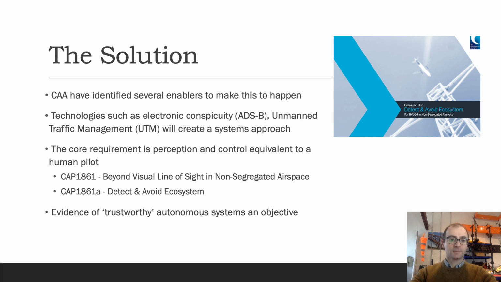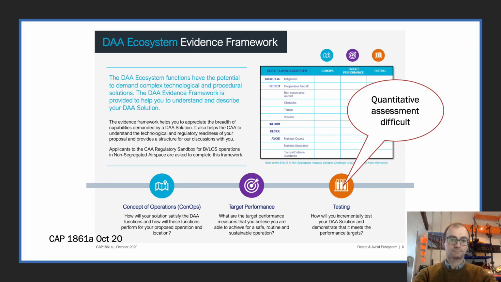There were a couple of documents that the CAA released, CAP 1861 and 1861A, that looked at beyond visual line of sight drone operations and the detect and avoid ecosystem. Really this has been used in a lot of robotics verticals, this idea of trustworthy autonomous systems, and this is where our project DART came in, of building a simulator for detect and avoid algorithms.